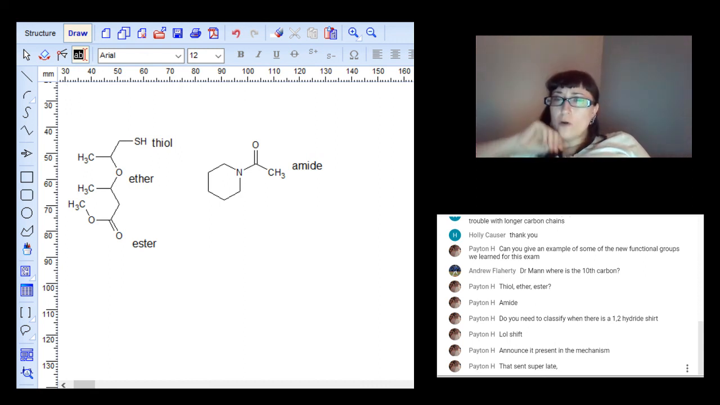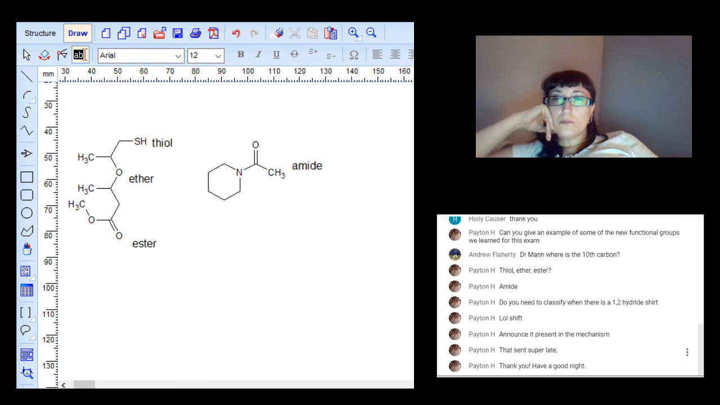Exam's 4 pages like normal. I have a page of nomenclature, a page of extra material just from chapter 5, a page from chapter 6, and a page from chapter 7. So, I think that's about everything.